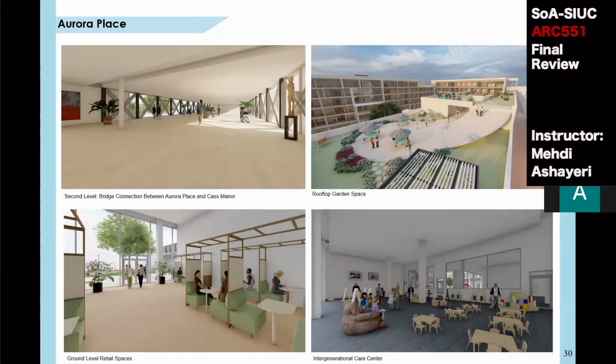These are some of the renderings. We do have the bridge connection, which would also have gathering areas between Cass Manor and Aurora Place. Pictures of the rooftop gardens. This is the intergenerational care center, and then some of the ground retail spaces.